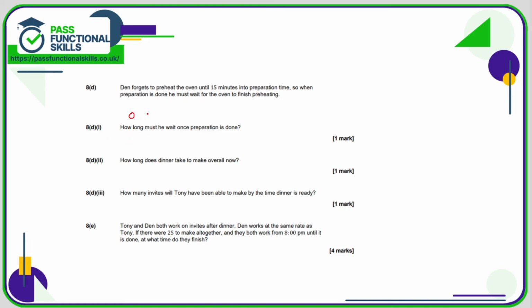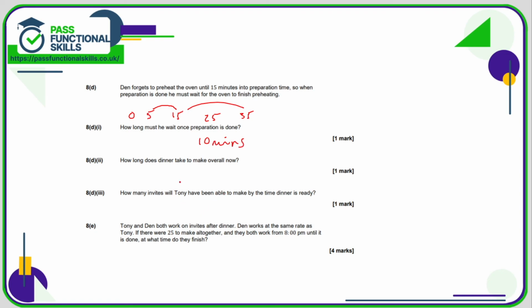So we know that he should have turned the oven on after 5 minutes. First of all, we know that the preparation is 25 minutes, and he should have turned the oven on at this point here after 5 minutes, so that 20 minutes later it's ready. But he didn't turn it on until 15 minutes, which is a delay of 10 minutes. So therefore, he's going to have to wait just 10 minutes once he's finished the preparation, which will be 35 minutes into his cooking. So 10 minute delay there.